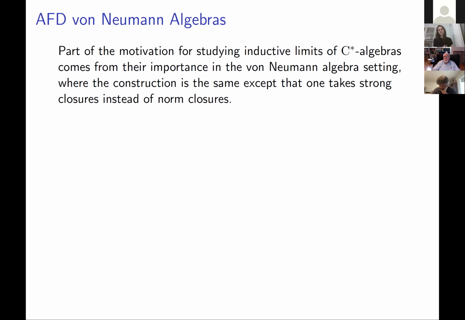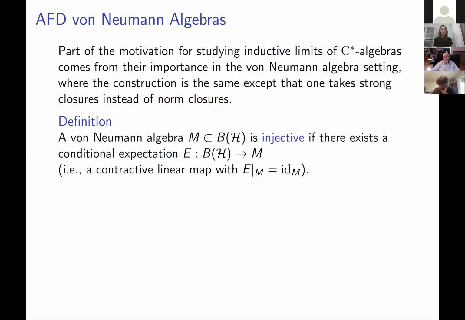But really part of the motivation for studying inductive limits comes from their importance in the von Neumann setting, where the construction is the same as before, except one takes a strong closure instead of the norm closure. Throwing in a definition here: a von Neumann algebra is said to be injective, thinking of it as sitting inside the bounded operators on a Hilbert space, if there exists a conditional expectation from the bounded operators on the Hilbert space onto the von Neumann algebra. This is just a contractive linear map that's the identity on the von Neumann algebra.